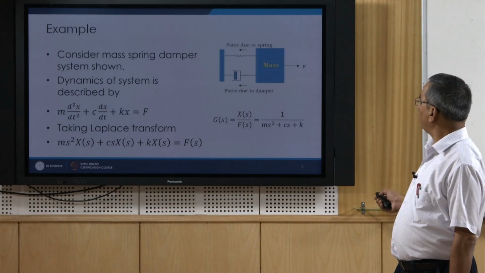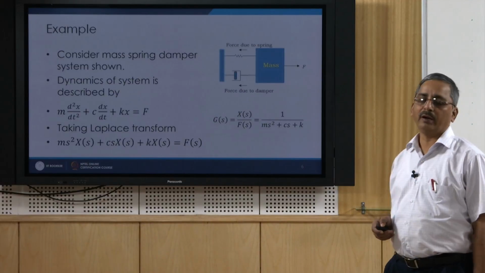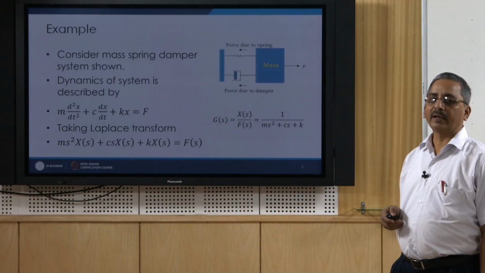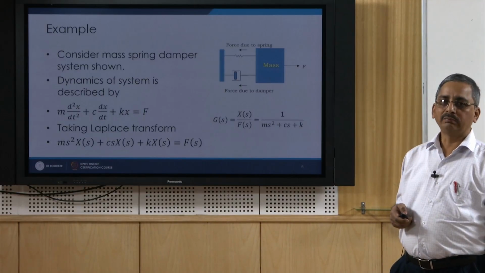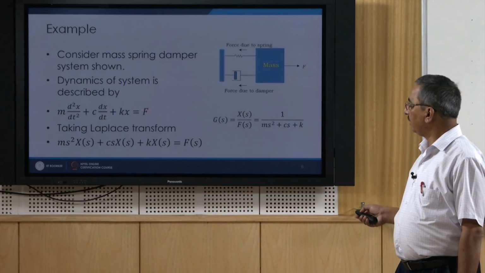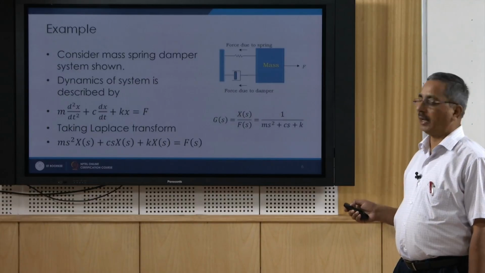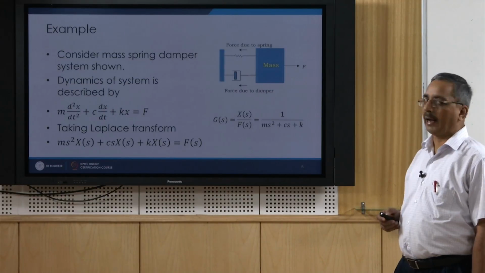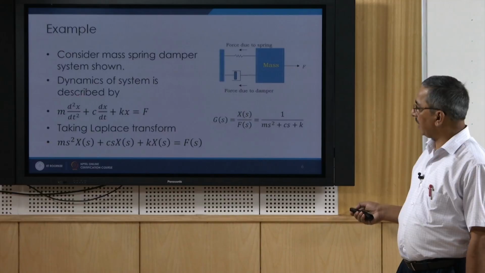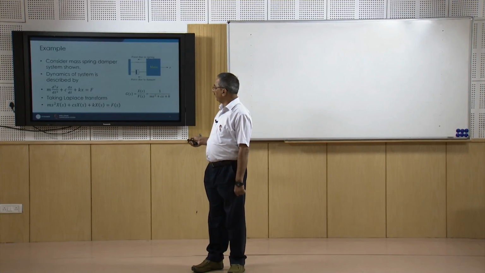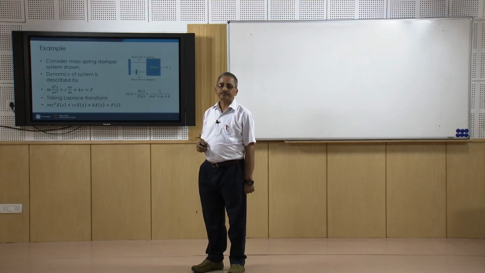Then, as we have seen, we can draw the free body diagram of the mass, find the unbalanced forces, and equate them to the inertial force, that is mass into acceleration, and we get the dynamic system equation. That is m d square x by dt square plus c dx by dt plus kx is equal to F. Now remember, in this expression F, the force, is my input, and the output is x.